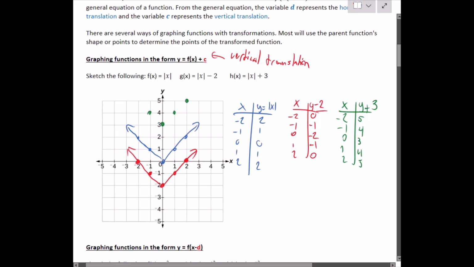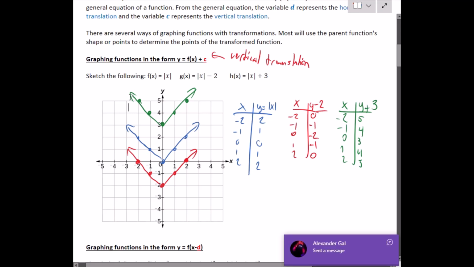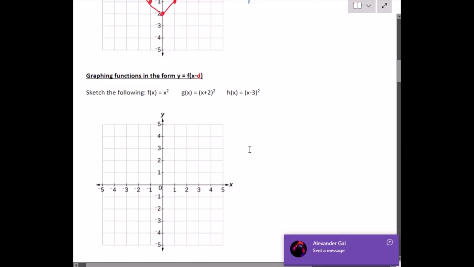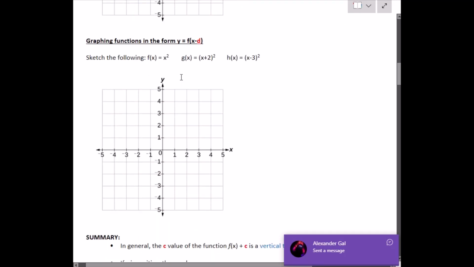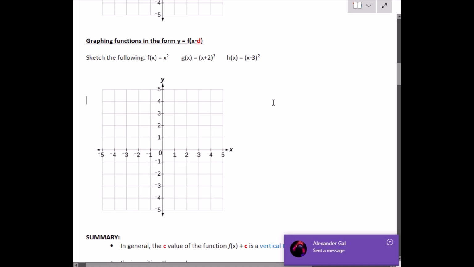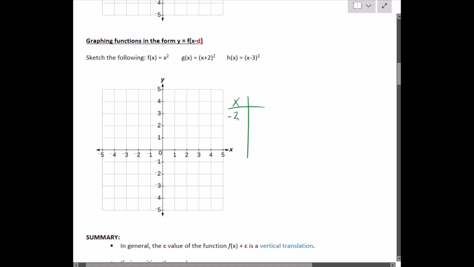And next, we're going to be looking at horizontal translations here. So here we're going to be sketching using x squared as our parent function. So let's get our table of values of it. So we have, again, our initial points of -2, -1, 0, 1, and 2. And our y values are equal to x squared. So -2 squared is 4. And then we have 1, 0, 1, and 4. Plotting these points for our parent function.